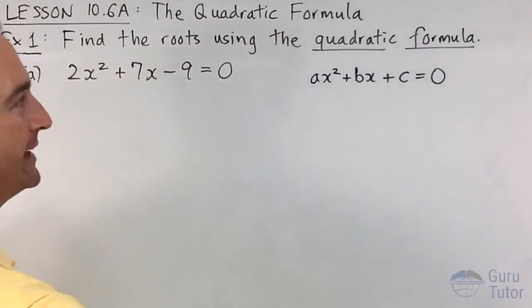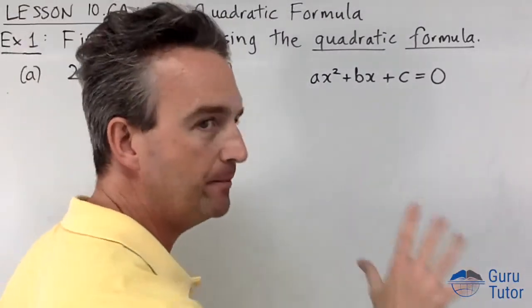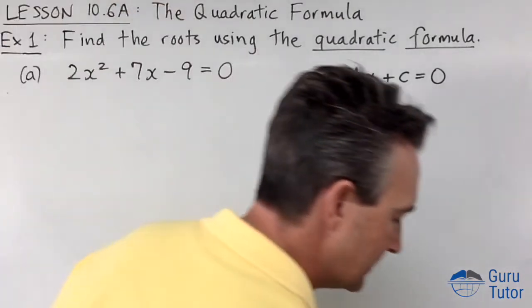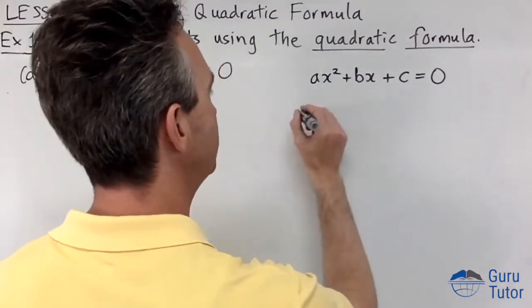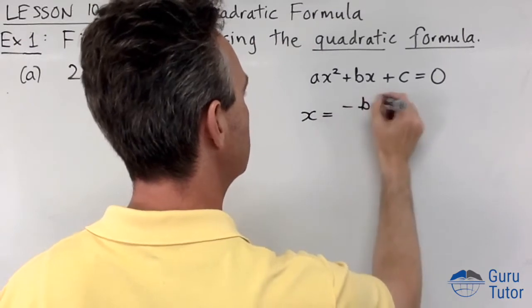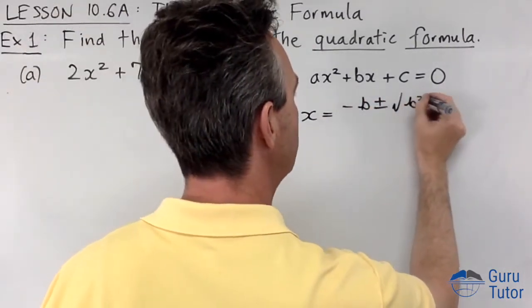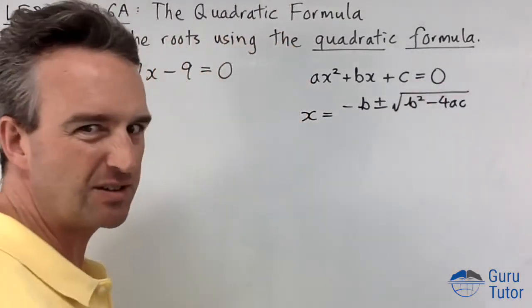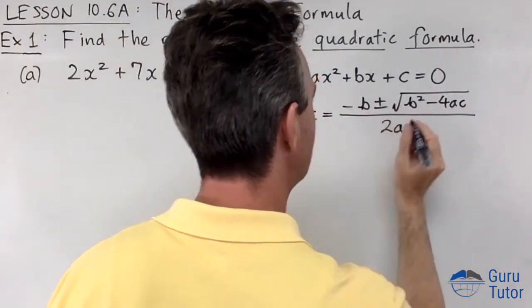The quadratic formula is used when we're trying to solve equations like this. This is just our standard form of a quadratic equation. The quadratic formula is this, and you have to memorize this. It's pretty crazy, but just do your best. X equals minus b plus or minus the square root of b squared minus 4ac. And it's not over yet. All over, and you've got 2a on the bottom.